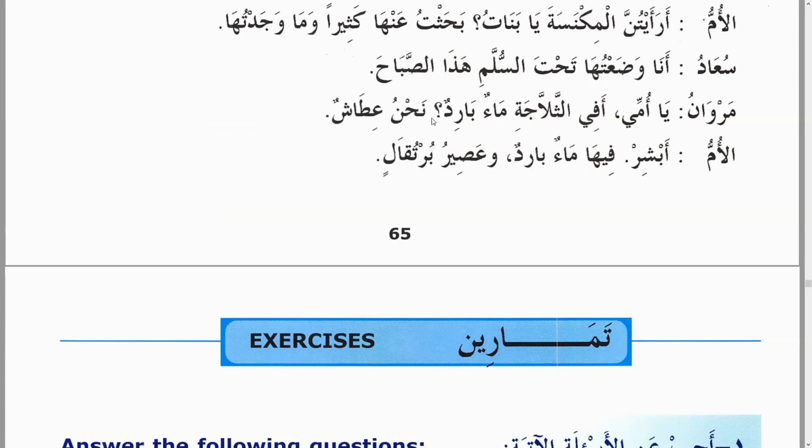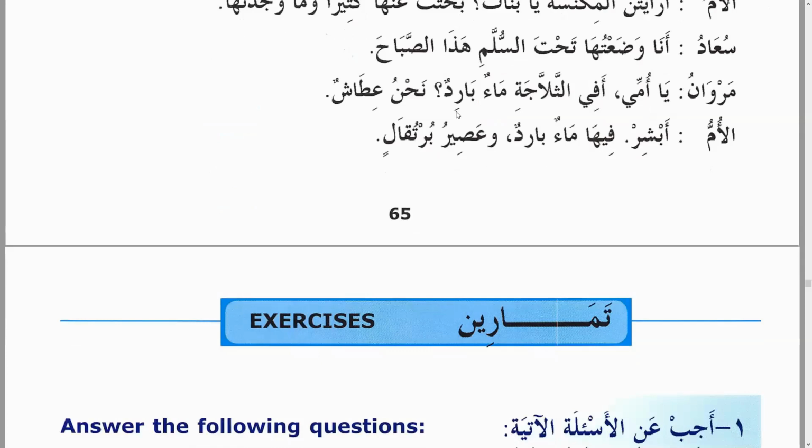Itashun, we are thirsty. The mother says abshir. This is a command verb, inshallah we'll learn in the future. Abshir, be happy, take good news. Fiha ma'un baridun. In it, again we will translate there is cold water, because that's how we need to translate. How can we translate fiha, in it cold water? It won't make sense. So we have to say in it there is cold water.